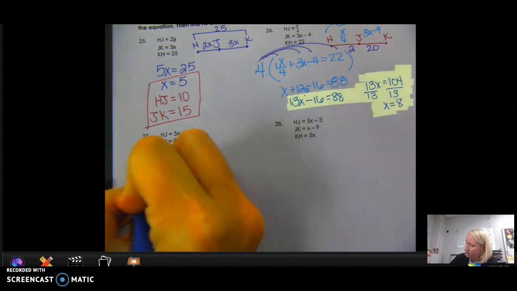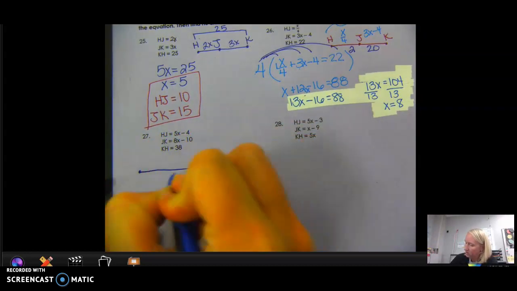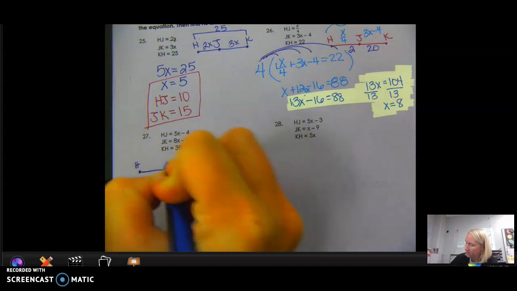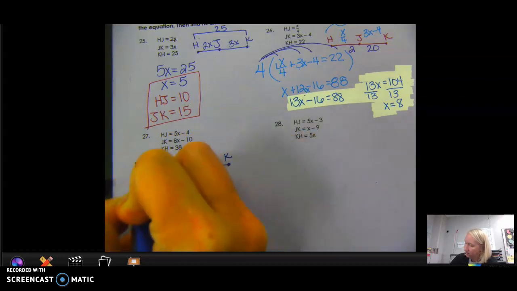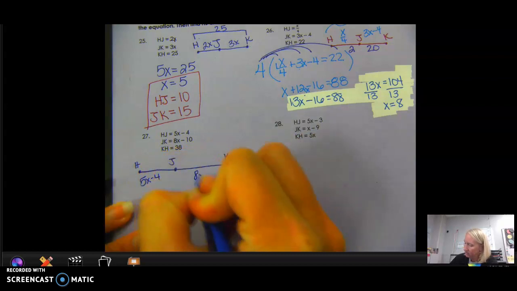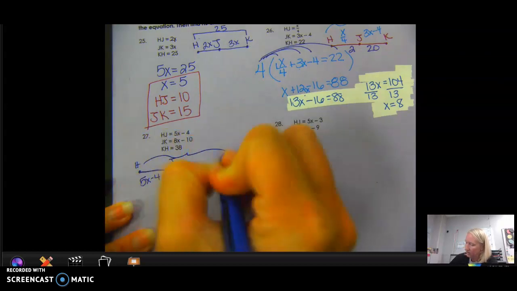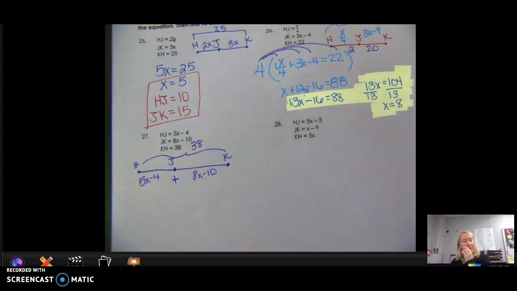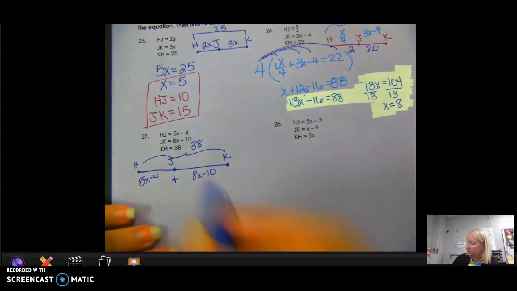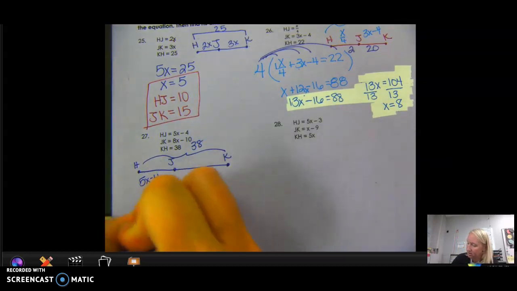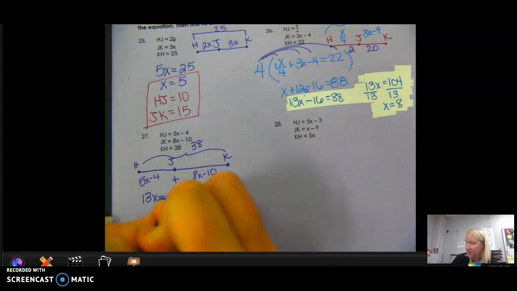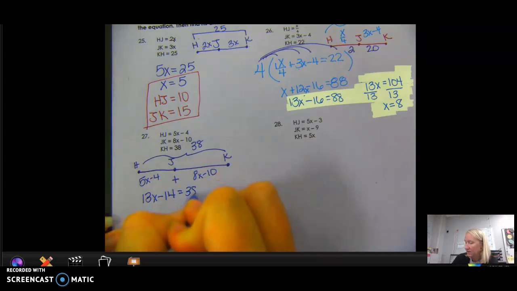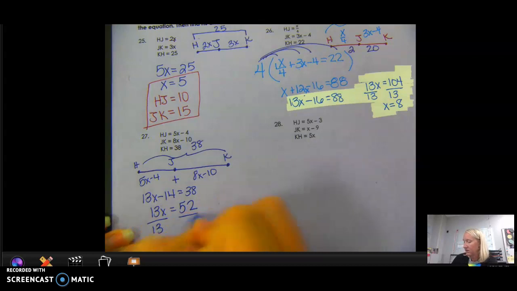All right. Hopefully you paused and you completed these two. This is H, this is J, this is K. 5x minus 4, 8x minus 10. The whole thing is 38. So I'm going to add these two things. I'm actually going to combine like terms as I do this. So 5x's and 8x's makes 13x's. Negative 4 and negative 10 makes negative 14. That equals 38. I'm going to add 14 to both sides, so that is 52. And divide by 13, divide by 13.